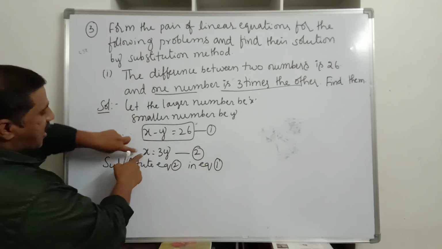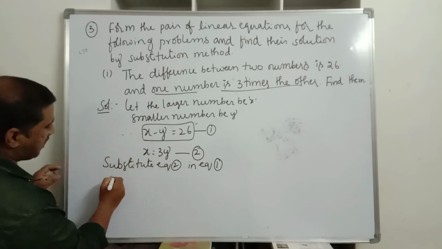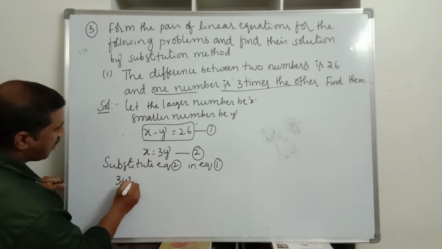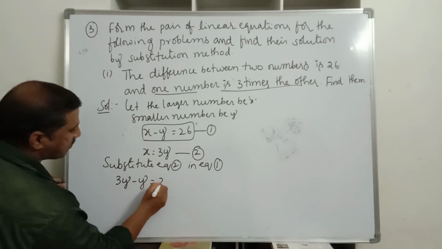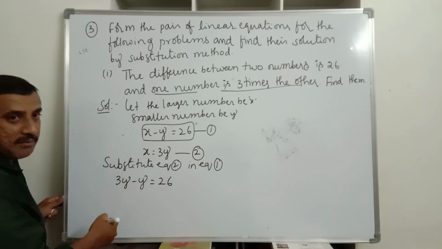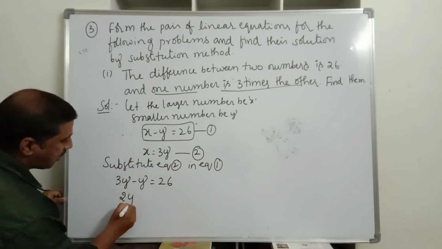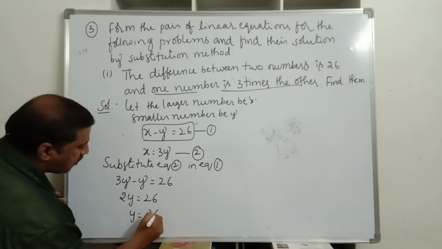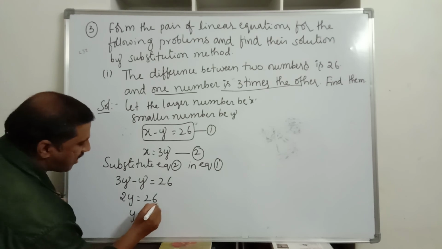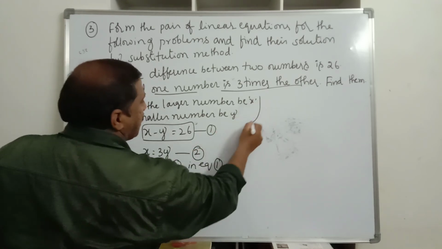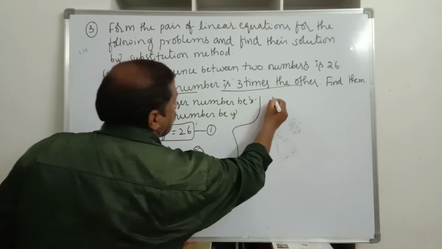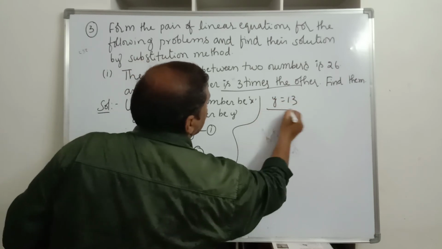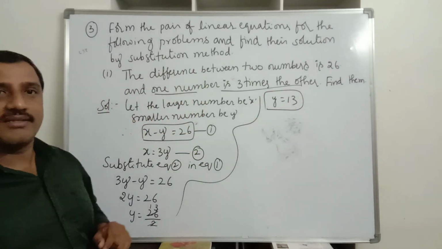X minus y. X is equal to 3y. Therefore 3y minus y is equal to 26. 3y minus y is 2y, that is equal to 26. Now y is equal to 26 by 2. 2 ones are 2, 2 threes are 6. So what we got here is y is equal to 13. What is y? The smaller number is 13.